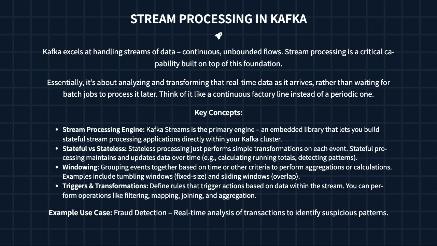You can have stateless processes, which just do simple transformations on each piece of data, or stateful processes that remember things and update them over time. We also use something called windowing to group events together, like looking at the last 5 minutes of transactions. And we have triggers and transformations where we define rules based on what's happening in the stream. For example, if a transaction is unusually large, it might trigger an alert. A good example would be fraud detection. You can analyze transactions as they happen to catch suspicious activity.